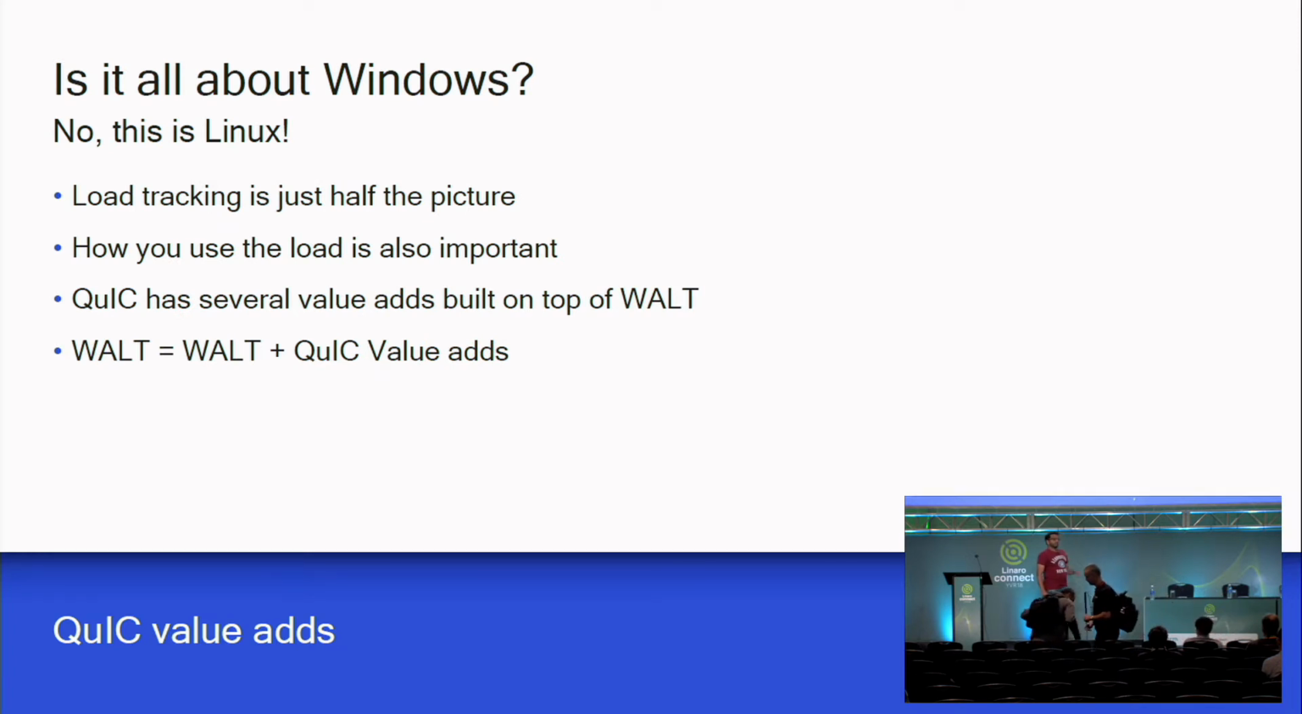So is WALT all about windows? No, it's not. Load tracking is just half the picture. How you actually use the load is also equally important. And QuIC has done several value adds on top of WALT. When somebody talks about WALT, they're really referring to WALT with the value adds. Nobody means just the load tracking component of it when they say WALT.